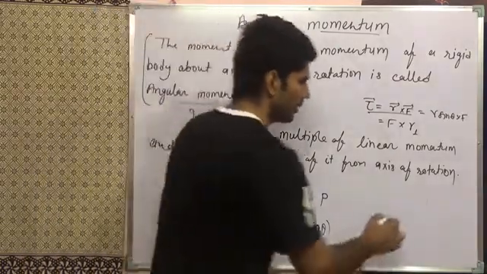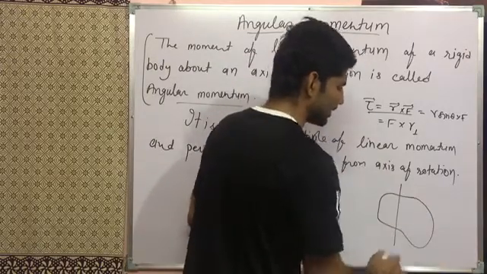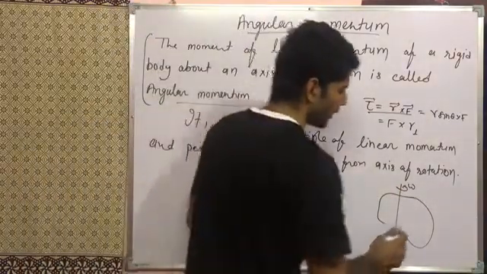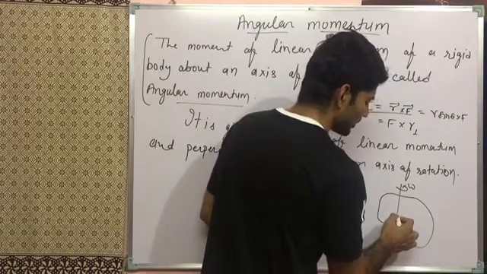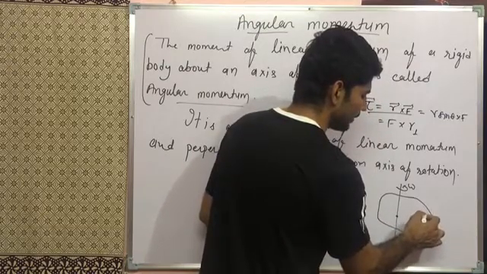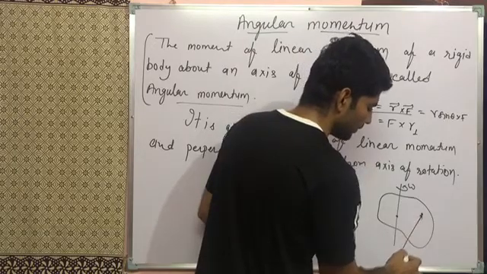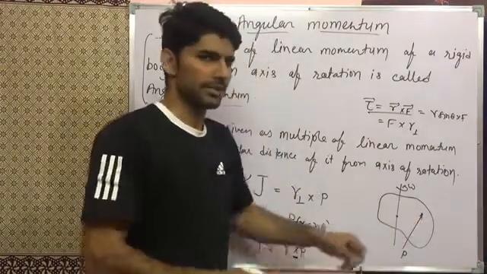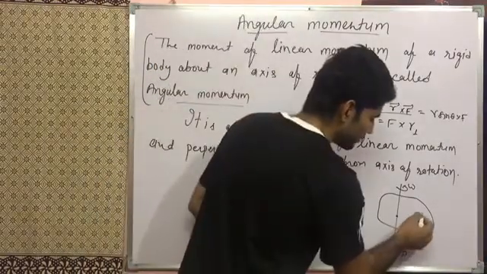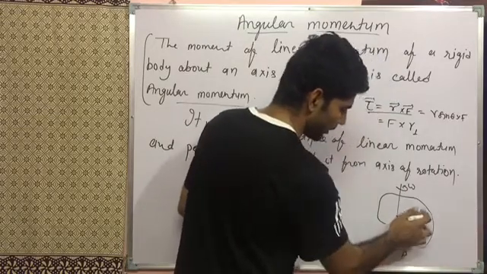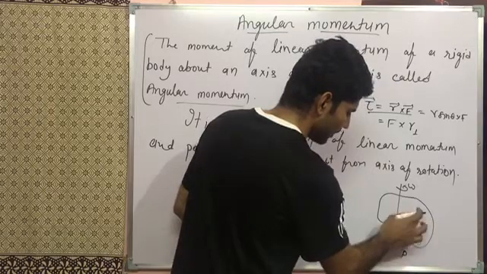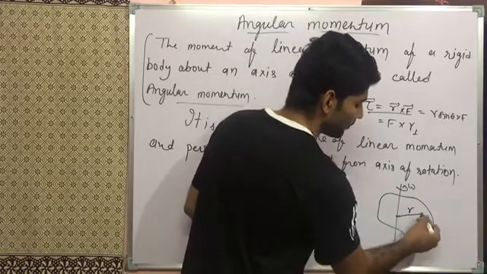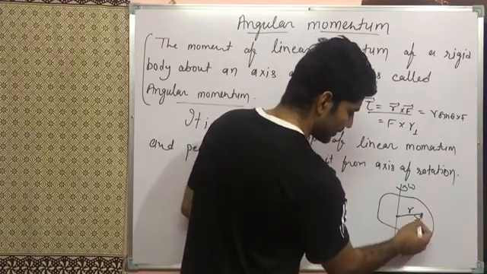So it is very simple. Here we have a rigid body and there is an axis of rotation about it. It is rotating with angular speed omega. Here is the center, and here we apply a linear momentum, which at this point is p at any instant. The distance between p and this axis is small r, and the angle between p and the r vector is theta.